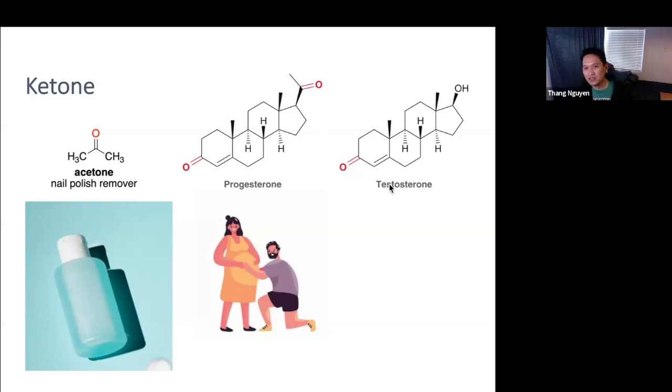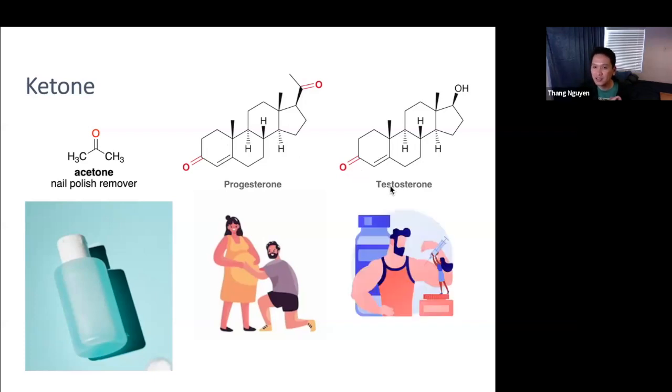On the flip side, it is also in testosterone. These steroids are hormones. They're very similar to each other, yet very different. Testosterone is the hormone that makes the male build muscles, right? And beyond, and other stuff. It could affect your brain, etc. That's testosterone. It also has the ketone moiety.